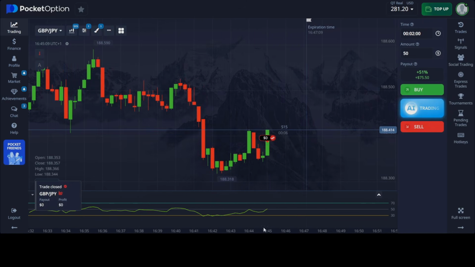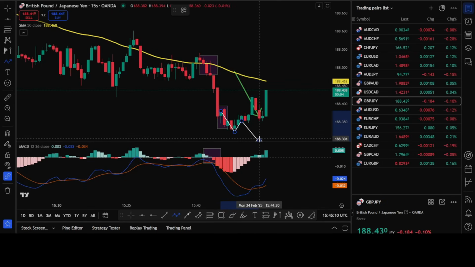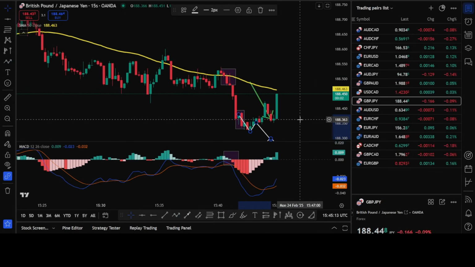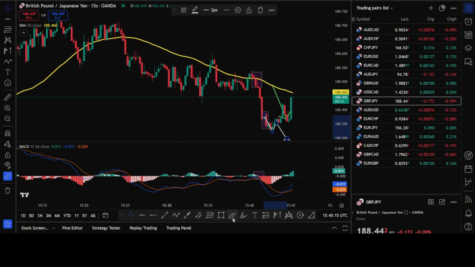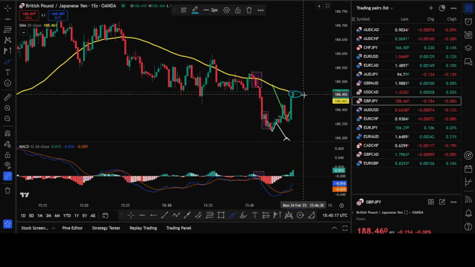Unfortunately, I didn't wait for the price to return to resistance for a proper confirmation. The trade closed in a loss. Now we analyze the setup for a recovery trade.